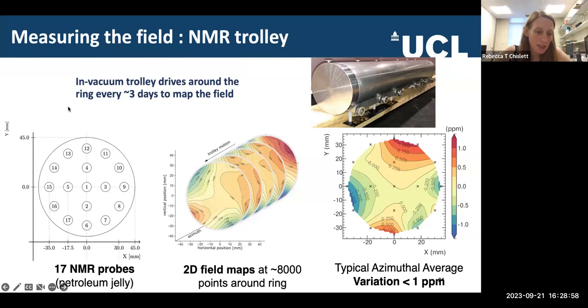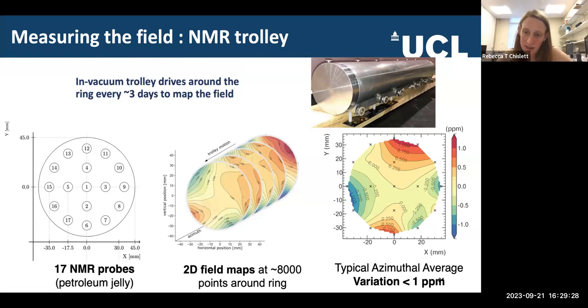The trolley has 17 NMR probes, and then it drives around the ring, and you produce these 2D field maps at about 8,000 points as you go around. And then you can combine these to make the variation in the magnetic field. You can see that across the storage region, the variation is less than 1 part per million.